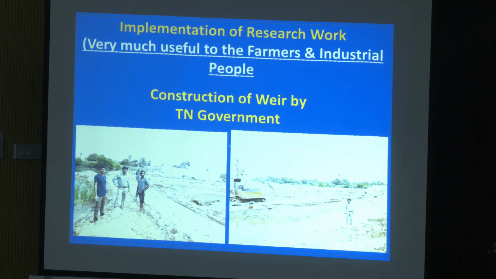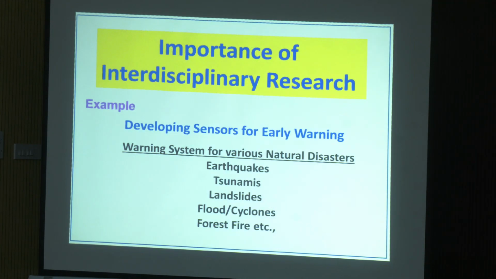Now the government is implementing this work. They have started constructing the weir at this particular place. This is the success, so people will get the benefit. So your research work must reach the society.